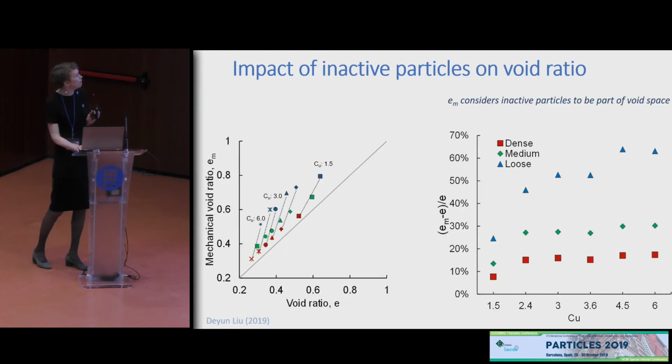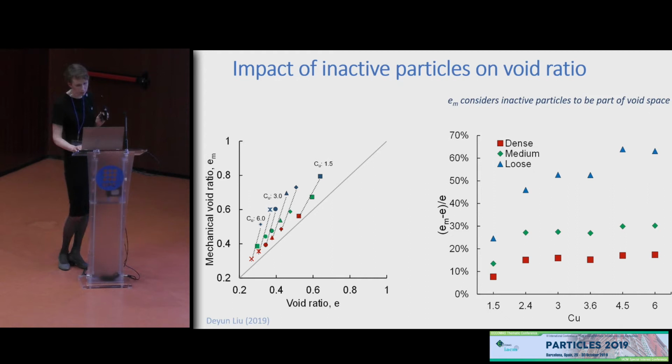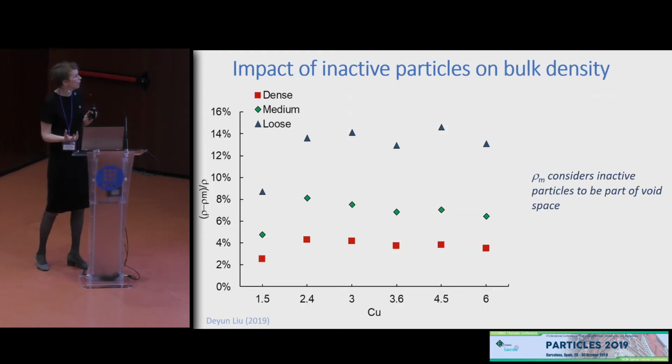But if we look at the influence of this on our measures of void ratio, we can see that the mechanical void ratio is consistently larger than our conventional definition of void ratio, and for loose packings, this difference is quite big. I should have clarified that we controlled our packing density using the coefficient of friction of our particles. Similarly, if we look at bulk density, we can see that there is a difference. It's not as big as our difference in void ratio, but it is finite.